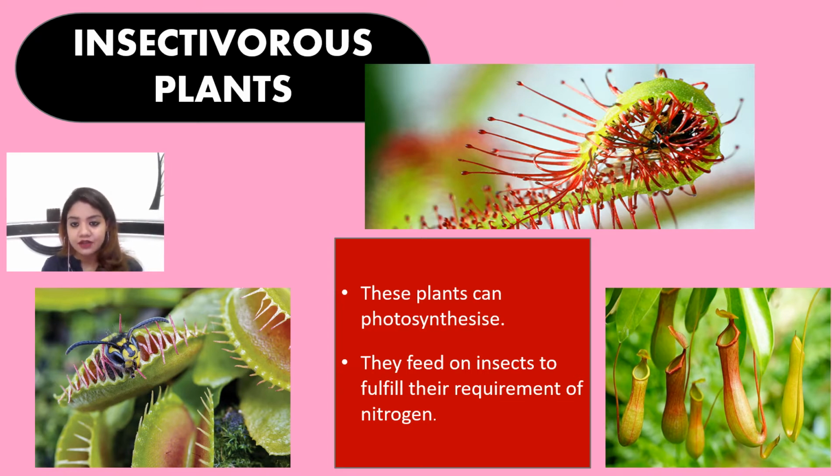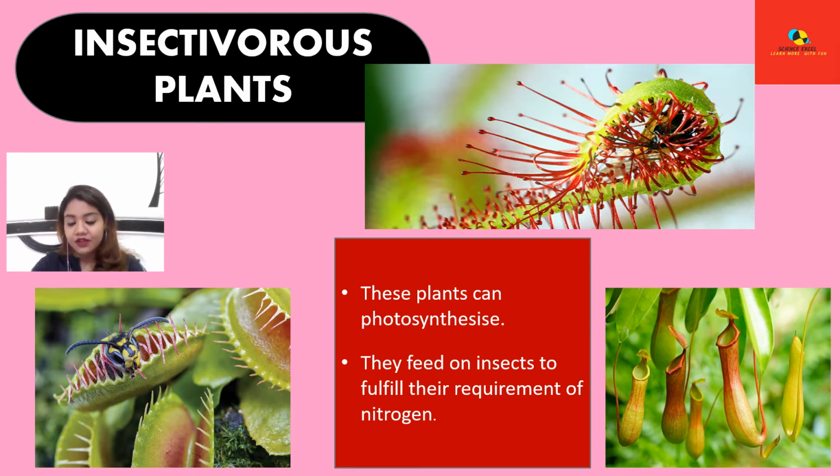You have plenty of examples here. We can see the pitcher plant, Venus flytrap, sundew, Drosera, and a number of other types of insectivorous plants. Now how exactly do they function? I'll give you a simple example of the pitcher plant and how it feeds on insects. You can see the pitcher plant, this is a leaf which is actually modified in the shape of a pitcher.